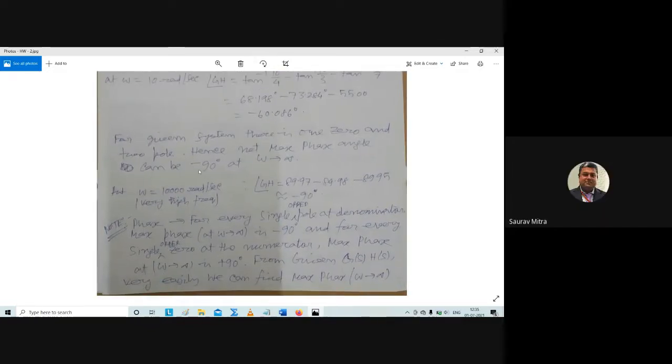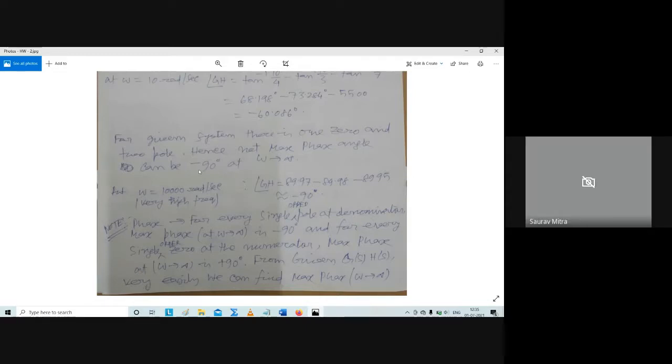So just looking at the transfer function only, you should be able to tell me what is going to be the final phase at omega tends to infinity. There's a very simple trick I told you, and through numerical also you can prove that. So I have given some kind of reasoning for this. That is, for the given system there is only one zero. One zero means at omega tends to infinity, that will give you a phase of plus 90.